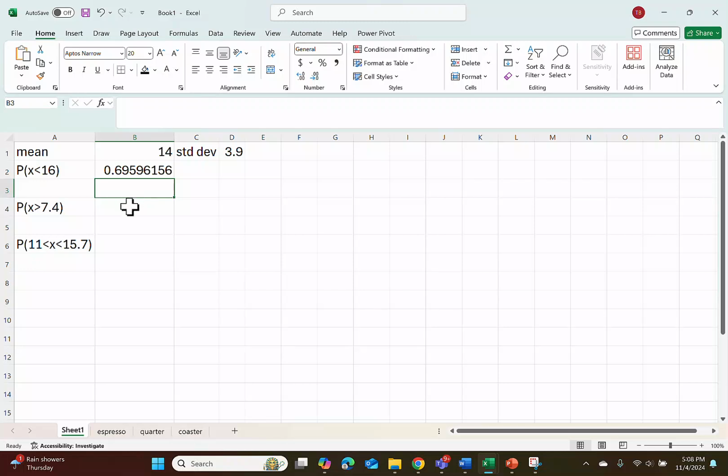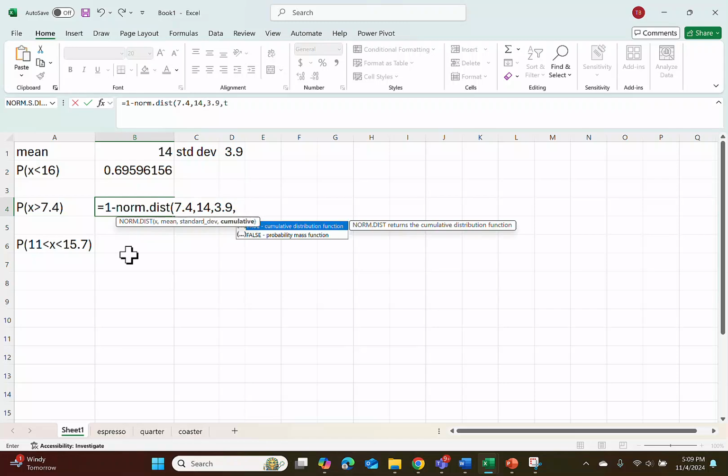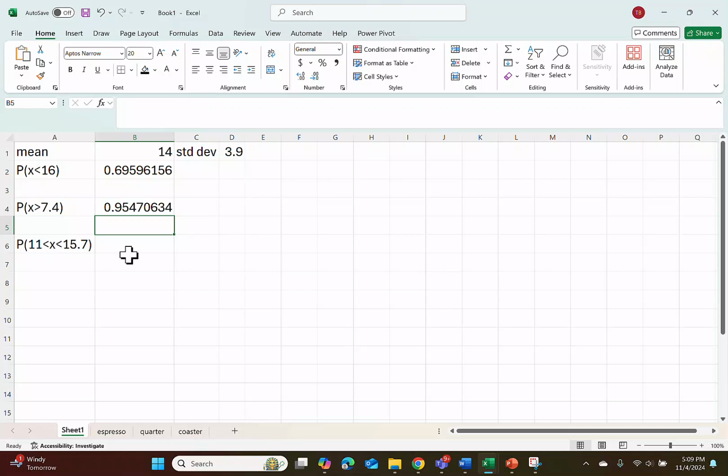I would call that 0.6960. For the probability that x is greater than 7.4, I need to remember to do equals 1 minus norm.dist, parentheses. 7.4 is my x value, 14 for my mean, 3.9 for the standard deviation, and then true for cumulative. This gives me 0.947.